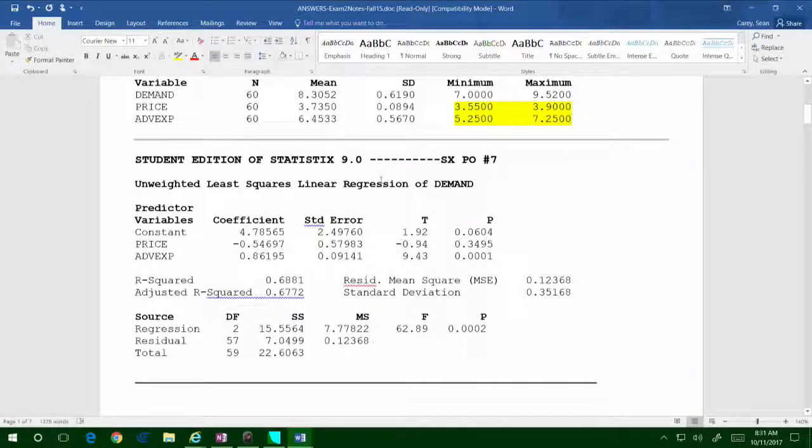All right, the next printout, printout number 7. Well, this is a linear regression printout, only for multiple regression. How do I know it's multiple regression? And how do I know what the dependent variable is? Well, look up here. There's demand at the top. There's your dependent variable. How do I know it's multiple regression? Because there's 2 independent variables. There's price and there's advertising expenditure, right? That's how I know it's multiple regression.